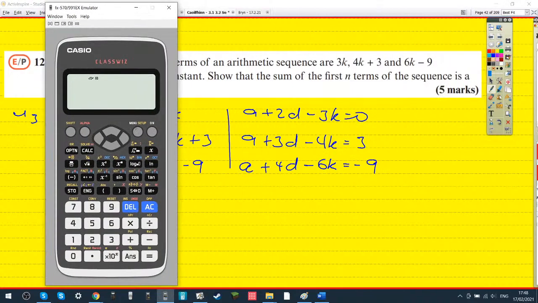I always forget. So you can do simultaneous equations with more than just two. You can do 3. Oh, can you hear me? Yeah. Can you hear me? Yeah.